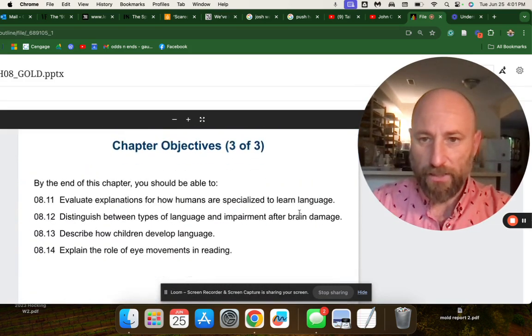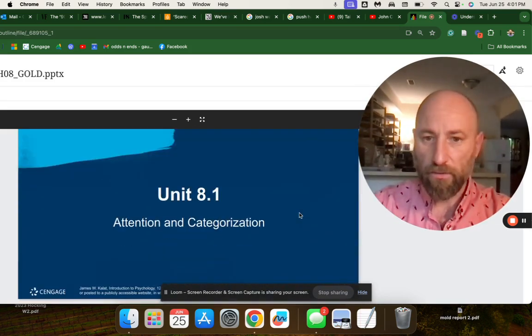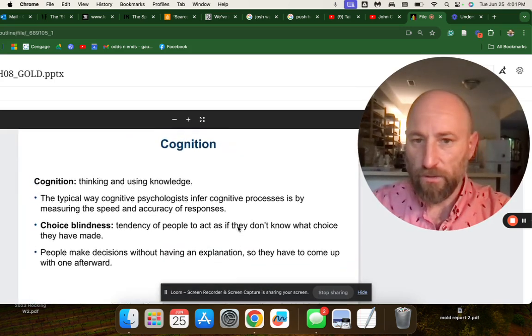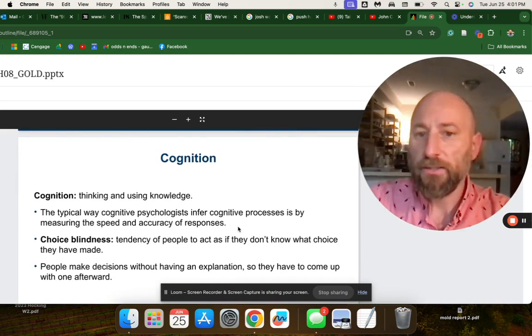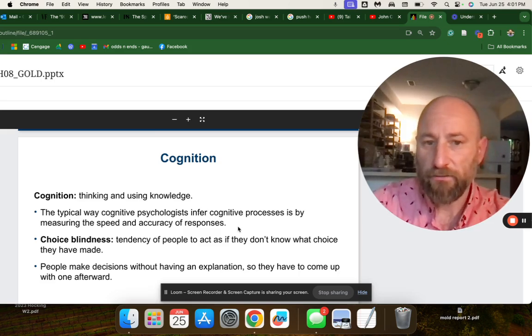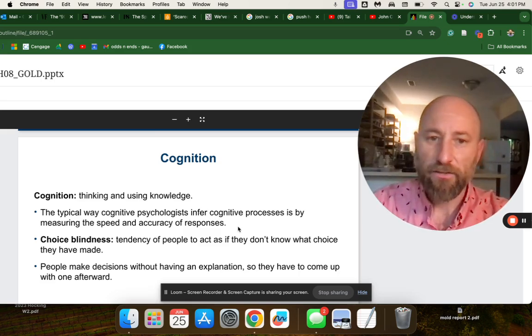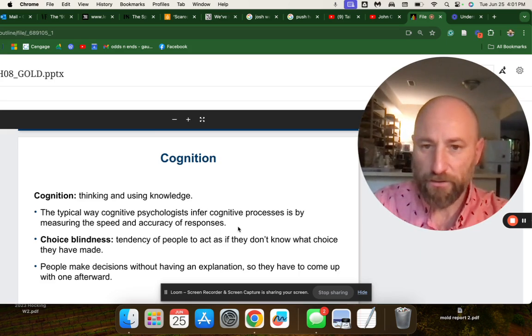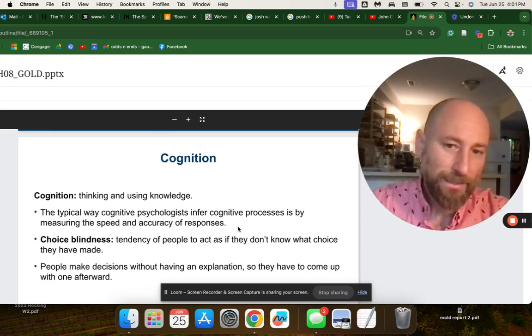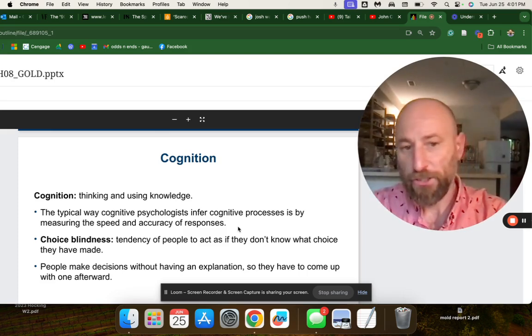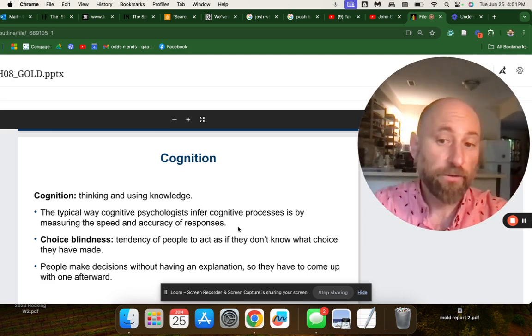All right. So let's jump ahead. Lots of objectives. We'll just jump right in. Attention and categorization. So cognition is thinking and using knowledge. The typical way cognitive psychologists infer cognitive processes is by measuring the speed and accuracy of responses. Choice blindness is the tendency of people to act as if they don't know what choice they have made. People make decisions without having an explanation, so they have to come up with one after the fact, right?